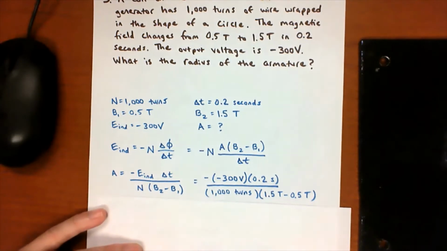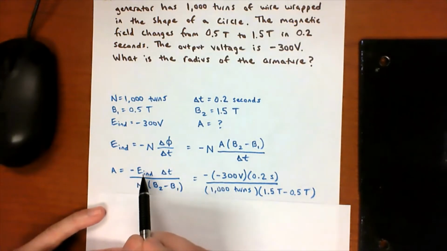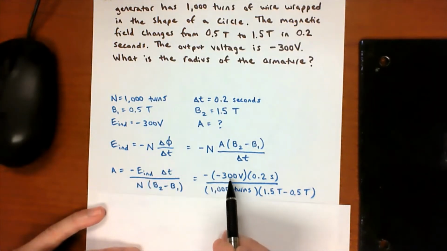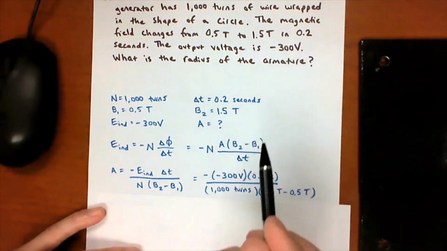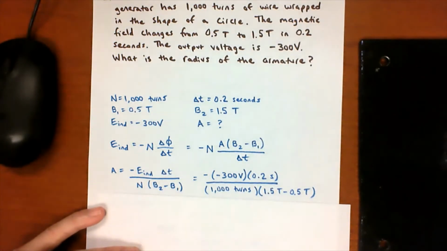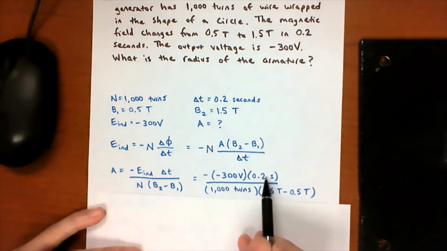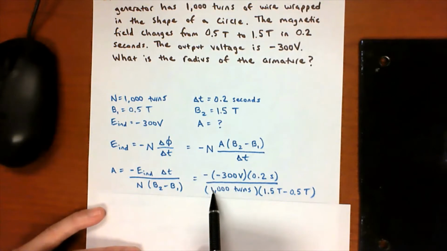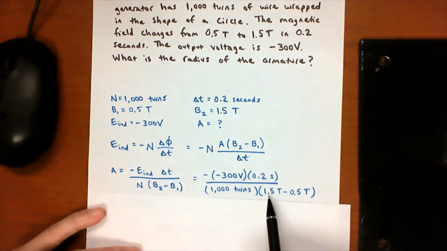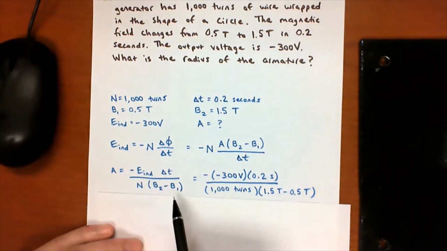Now I can just plug in values. Be careful of your negative sign here. We have negative E induced, but E induced itself is negative 300 volts. So be careful. Make sure you plug in your negatives where you need them. So we actually have negative 300 volts times 0.2 seconds divided by 1,000 turns. That's N times the quantity 1.5 Tesla minus 0.5 Tesla. That's B2 minus B1. Now you can plug all of that into your calculator.